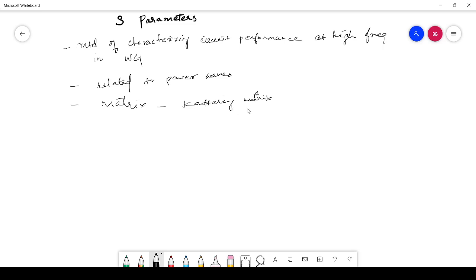Your scattering matrix is a mathematical construct which quantifies how your RF energy propagates through a multiport network.